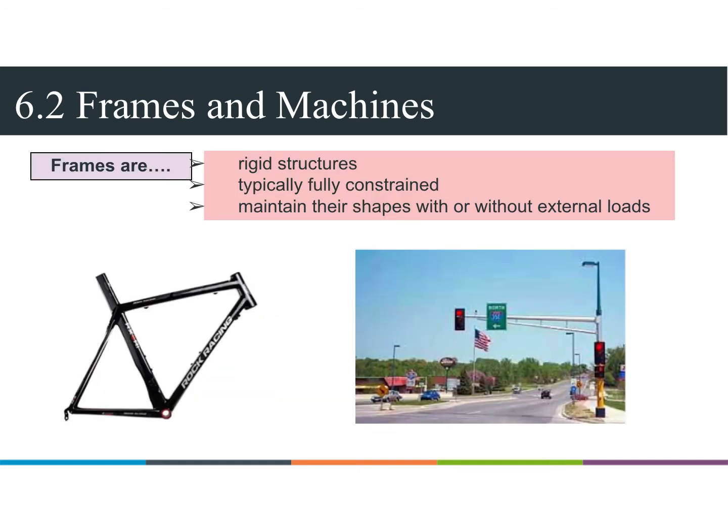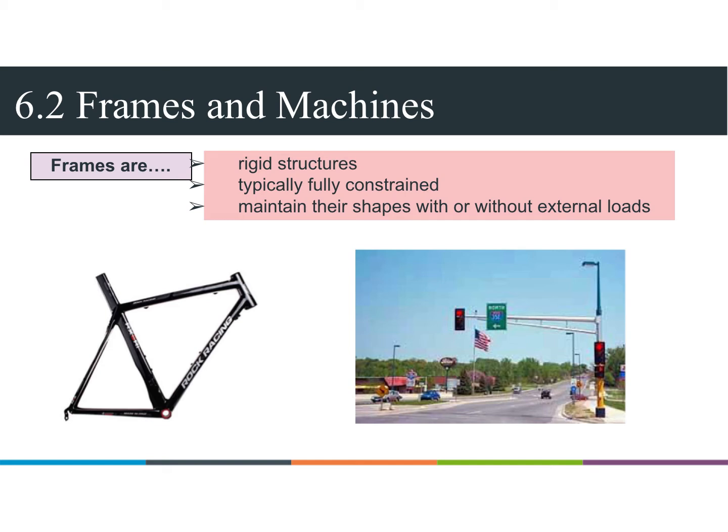Next we have frames. Frames are rigid structures, typically fully constrained, that maintain their shape with or without external load. For example, the bicycle frame is a rigid structure. There should be no movement inside the frame. It is typically fully constrained, attached to the tire, the handle, and so on, and it also maintains its shape with or without external load.